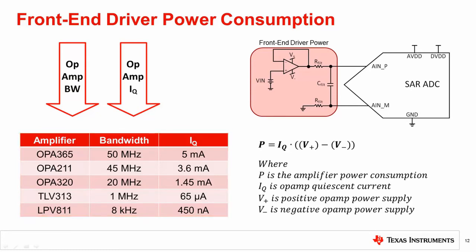In order to minimize front-end driver power consumption, operating the SAR at a lower sampling rate will allow for a lower bandwidth op-amp to be used, which in turn will have less quiescent current. Note that the power is calculated by multiplying the total supply voltage by the quiescent current. The front-end driver power consumption will decrease with a lower quiescent current op-amp. The TI Precision Labs op-amp series has a video series explaining op-amp bandwidth in depth.